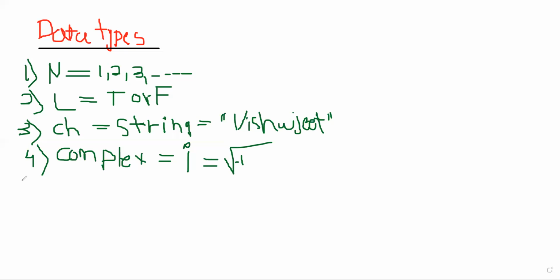Then the fifth one is the integer. In R, to write an integer, suppose 1, we use 1L. So these are the data types we have seen in the previous video.